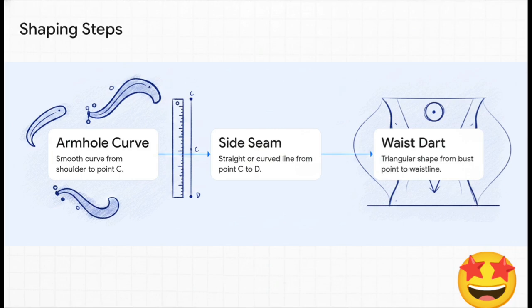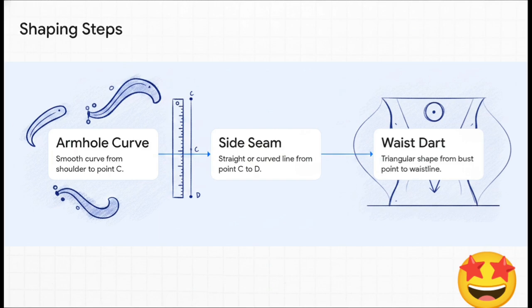Step 6 is super simple. Just draw a straight line connecting point C down to point D. That gives you the side seam running down the ribs to the waist. Now, step 7, we need a waist start. We draw a triangular shape from the center of the bust point pointing straight down to the waistline, usually about 2 to 3 centimeters wide at the bottom.